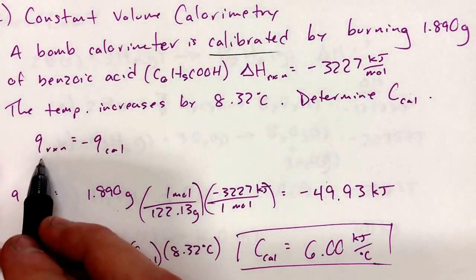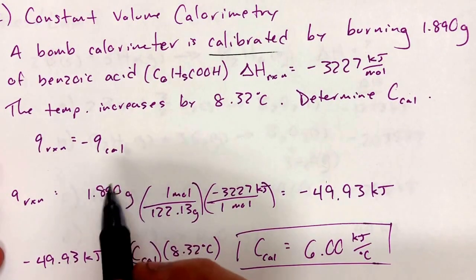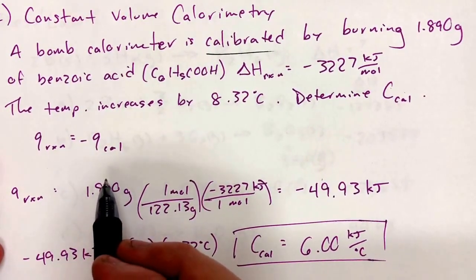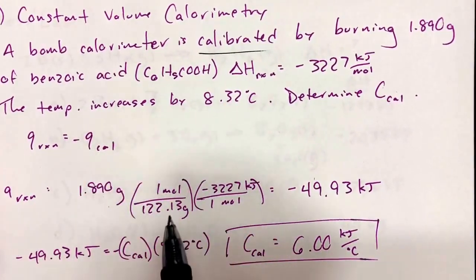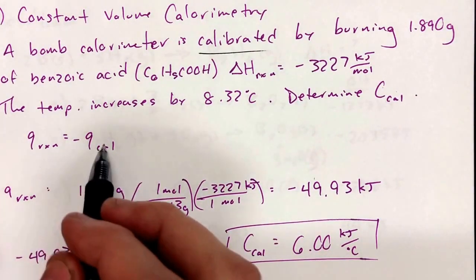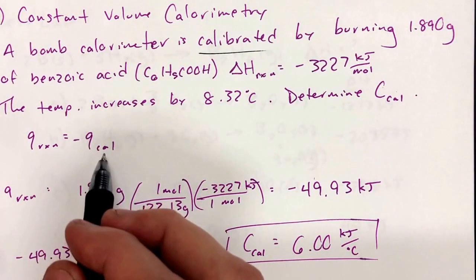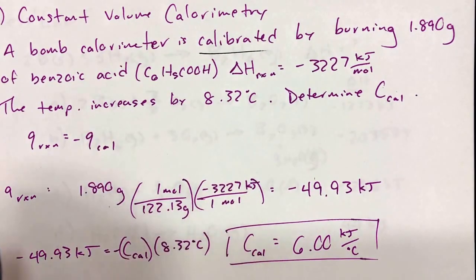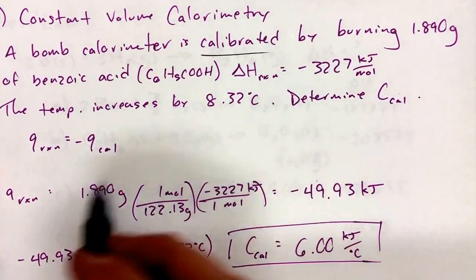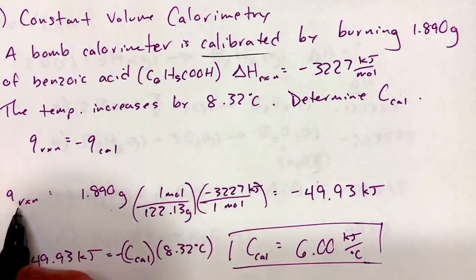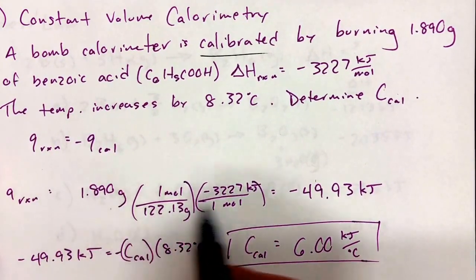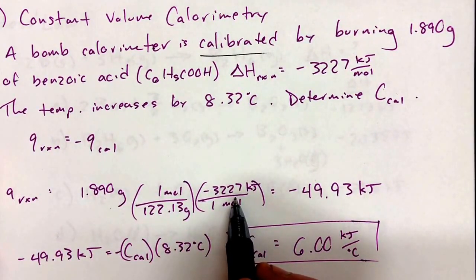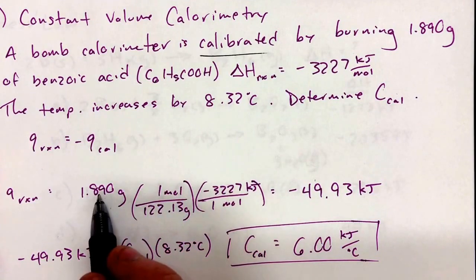So, again, Q for the reaction is equal to negative Q for the calorimeter. One thing that's different about bomb calorimetry is we don't separate the water and the calorimeter. It's just negative Q for the calorimeter. So the calorimeter is the entire surroundings. We know the stuff over here, we know Q for the reaction because we know the mass and we know the delta H for that reaction. So we have to include this term though, because this is the grams.